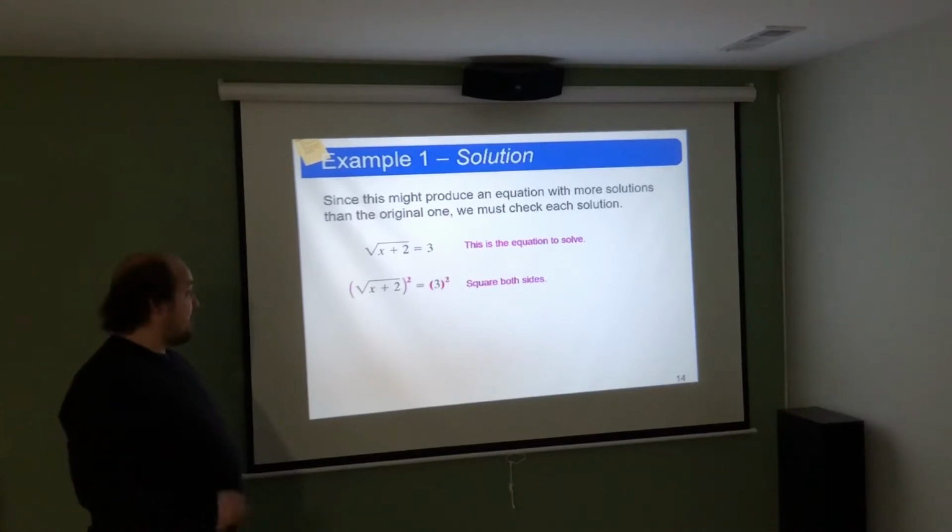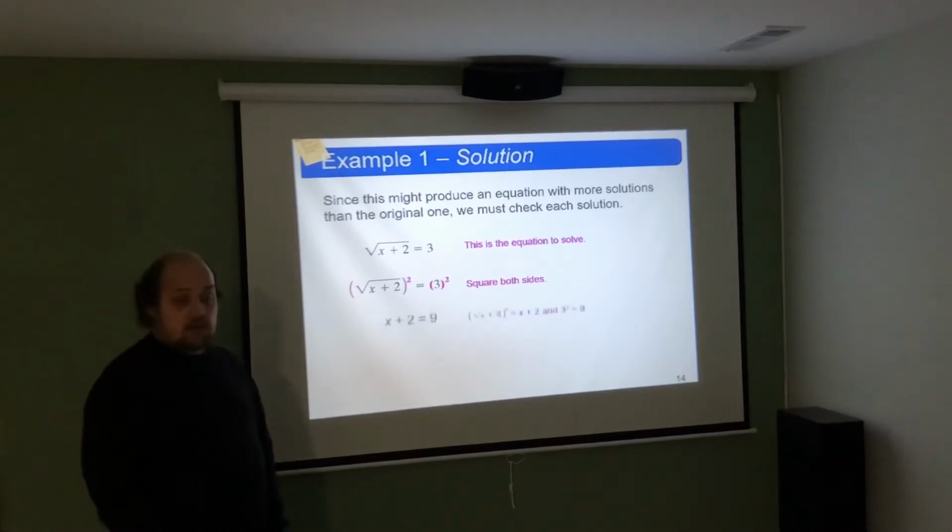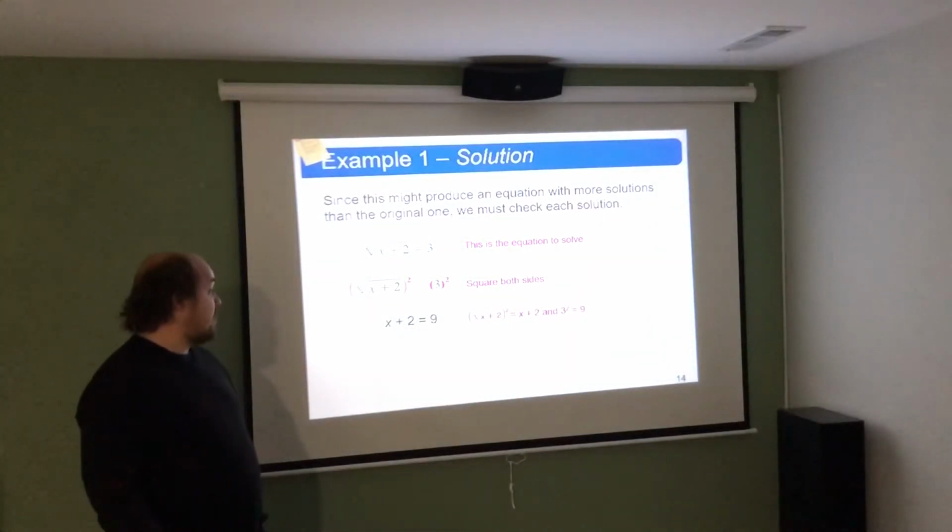what's going to happen on the left is this squaring is going to undo this square root and just leave me with x plus 2. On the right, 3 squared is 3 times itself, or 9. So I'm left with x plus 2 equals 9. I can subtract 2 from each side and get the answer of x equals 7.